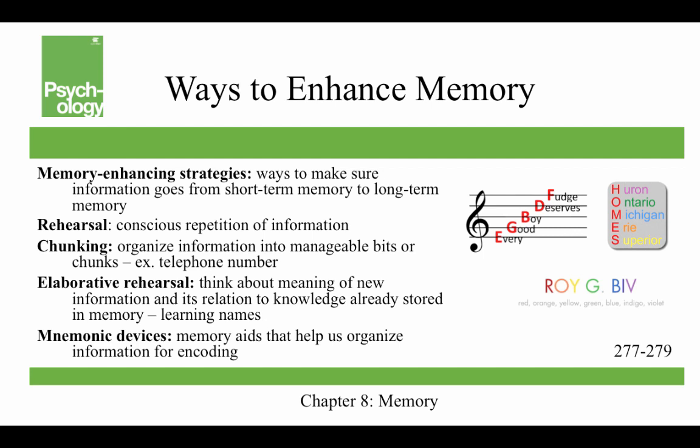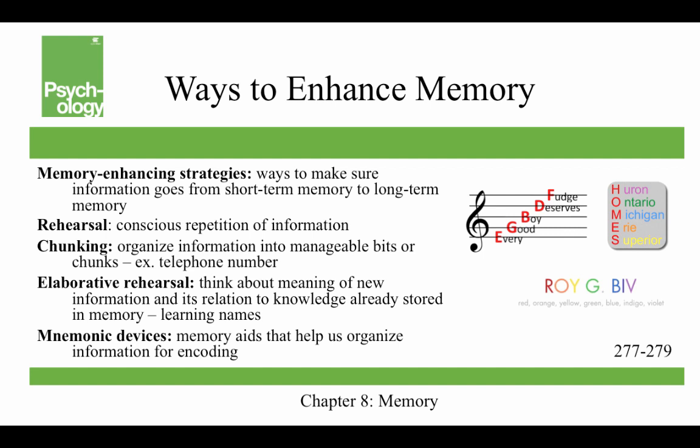So how can we enhance memory? Well, a couple things you can do. One is rehearsal, and that's the conscious repetition of information. So this is like memorizing the times tables when you were a kid. So 2 times 2 is 4, 2 times 3 is 6. I don't want to get these wrong. 2 times 4 is 8, and on and on and on.